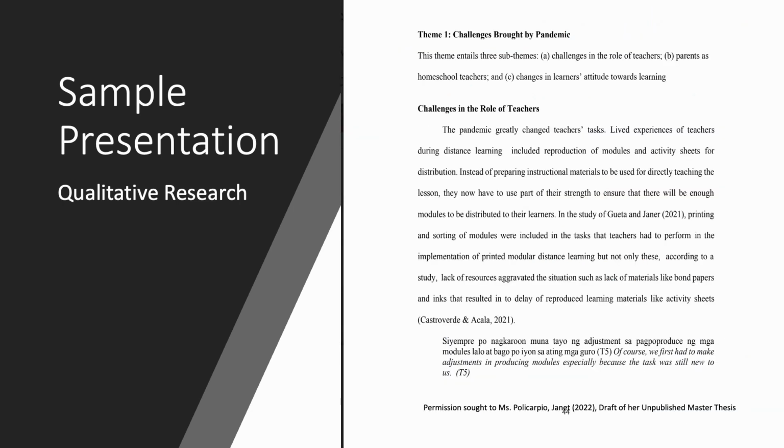Another example: some qualitative research formats are not using tables. They present the findings, the results, thematically. In this example, theme 1 comes first, and then the discussion about the results. Again, in qualitative research, some use tables or tabular form, and some present the results thematically.